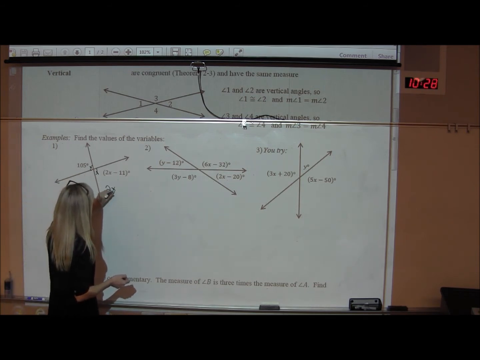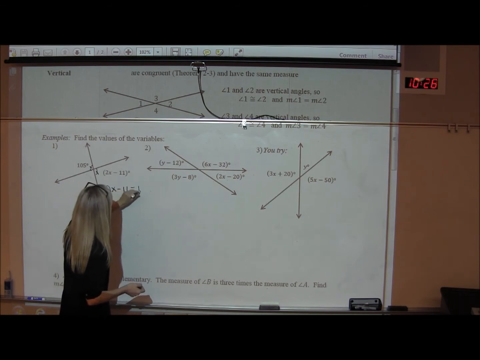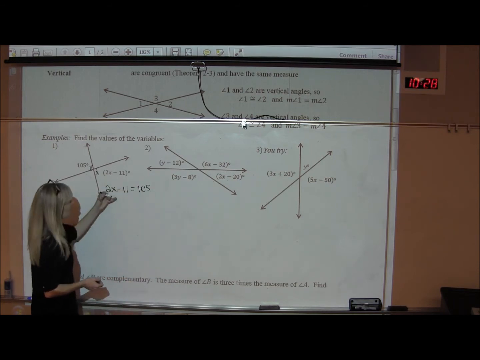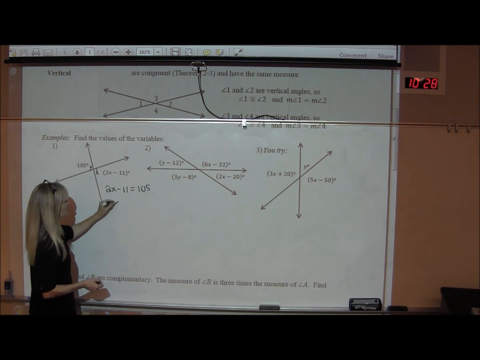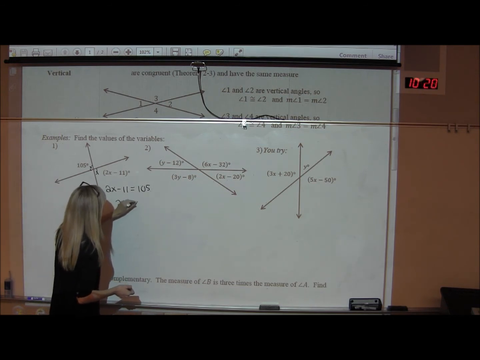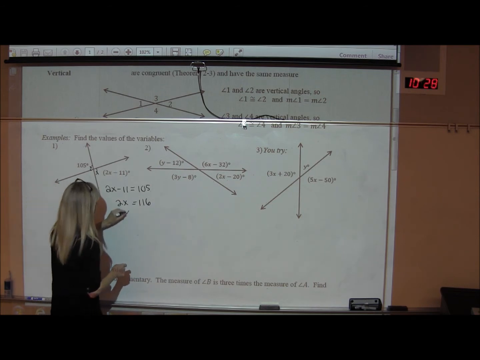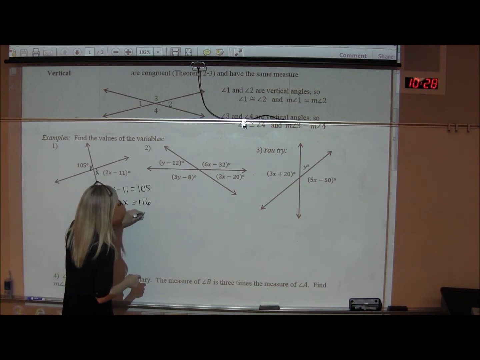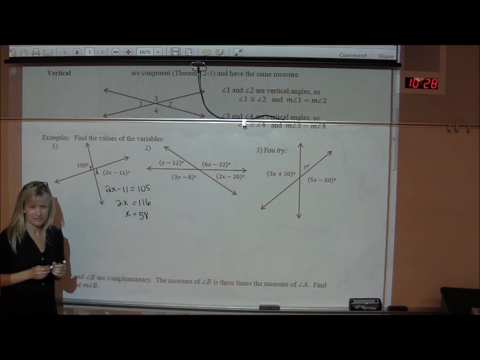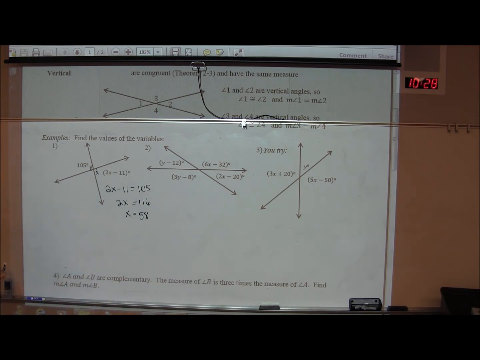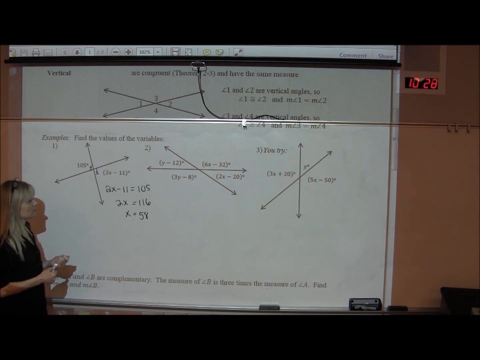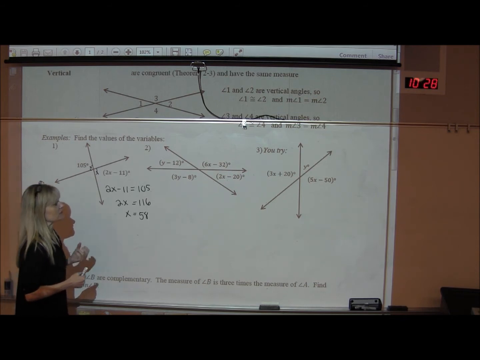So 2x minus 11 equals 105. And then we can just use our algebra. We add 11 to both sides. And then we have to get just one x, so we have x equals 58. Does that make sense? Okay. So a lot of what's on the test will be this sort of thing. Figuring out, what do I know? And they're like little puzzles.